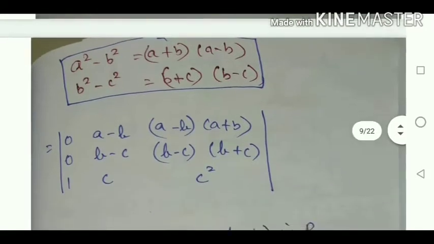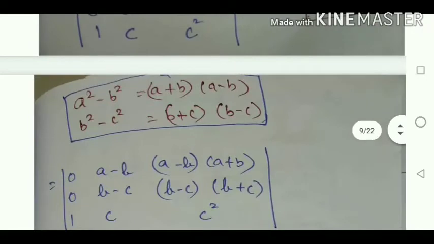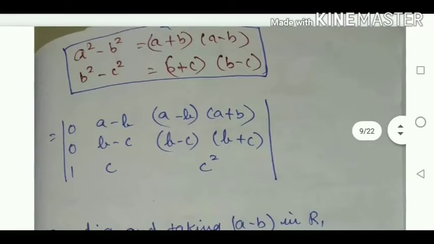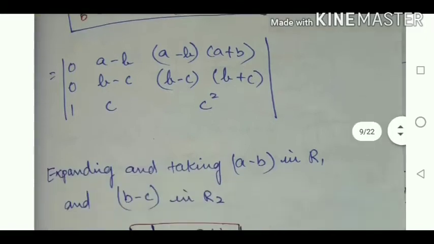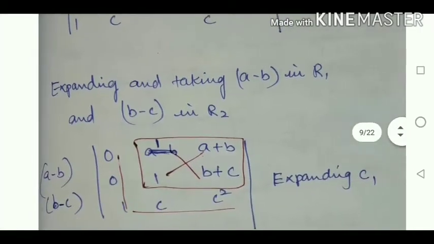Here it becomes 0, a minus b, a minus b into a plus b. Instead of a square minus b square, I am writing a minus b, a plus b. Instead of b square minus c square, I am writing b minus c, b plus c. There is no change in the third row. In the first row, a minus b is taken as common. In the second row, b minus c is taken as common. So the question becomes a minus b into b minus c times the determinant 0 1 a plus b, 0 1 b plus c, 1 1 c square.